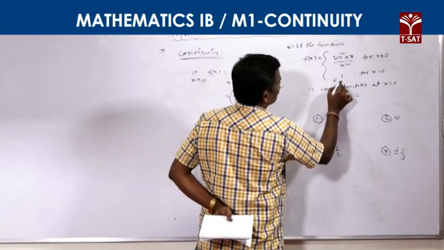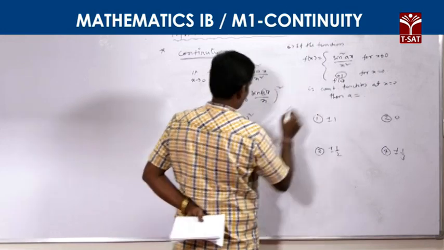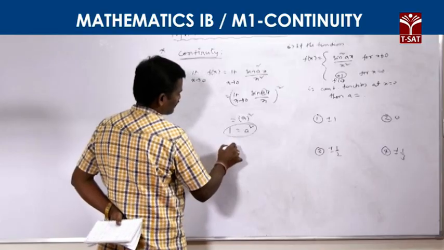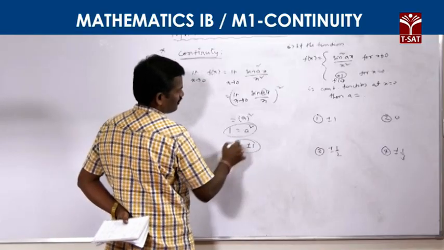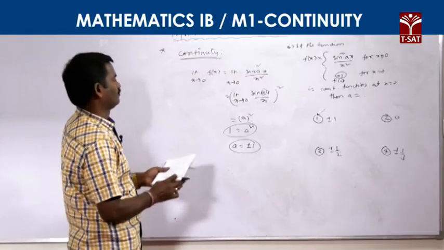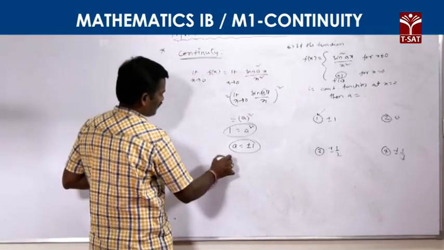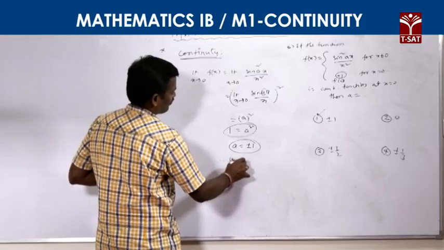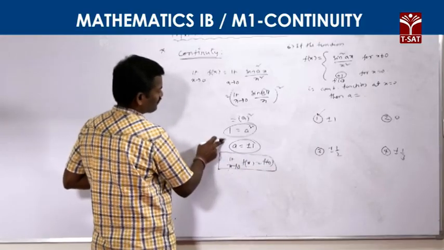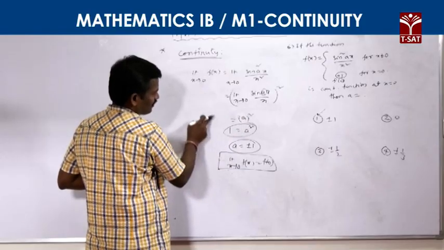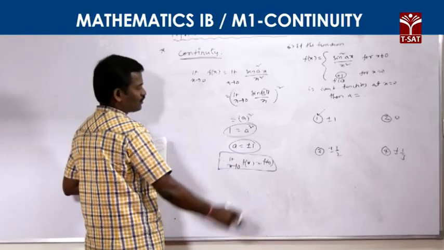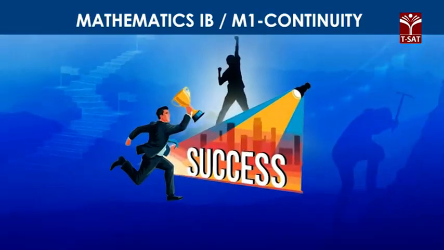This is f of 0, whose value is given as 1. So 1 equals a square, and a square equals 1 means a equals plus or minus 1. So plus or minus 1, the first option, is the correct answer. Finally we got the limit as x tends to 0 of f of x equals f of 0, the condition we verified and used.